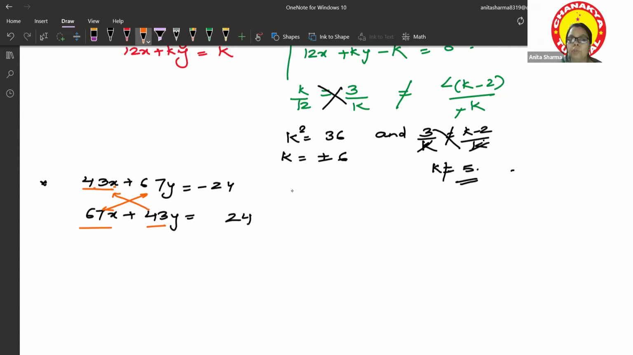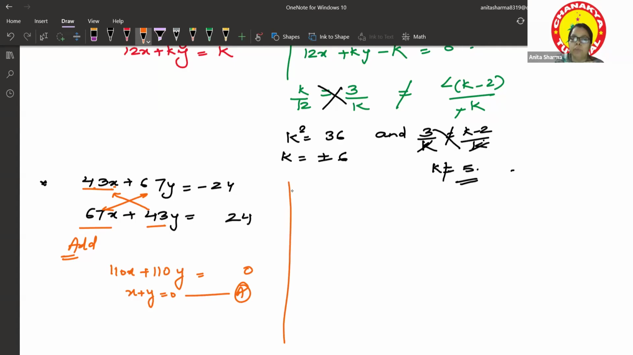So in this type of question, what you need to do, you will add both the equations first of all. Right? So add them. What you will get when you add: 110x plus 110y is equal to 0. So now divide by 110. So x plus y is equal to 0. Let us mark this equation as A. Now solve for the second one. You will subtract both equations. Okay, so subtract. You will get on subtracting minus 24x plus 24y is equal to 48. Now divide by minus 24. So x minus y is equal to 2.